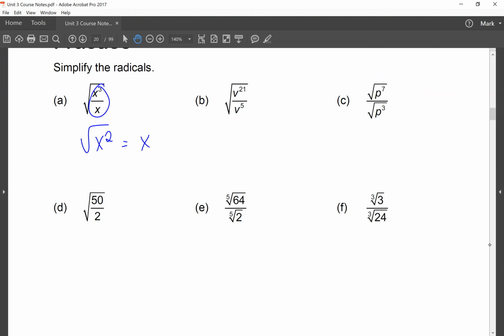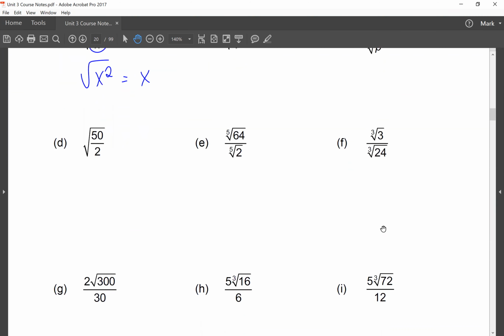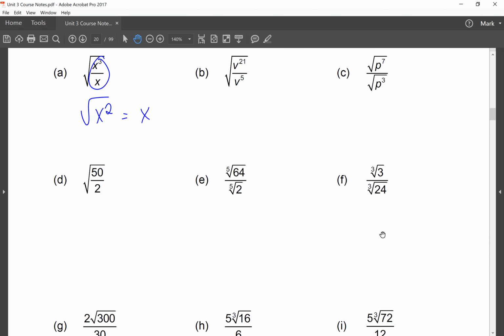What about something like B? Okay, so B, again, pretty straightforward. Actually, maybe I'll do some of the harder ones. So let me try a harder one. B, what you would do is first subtract the exponents, so 21 minus 5, which would give you 16. That would be V8. So that one's pretty easy. Let me do a harder one.